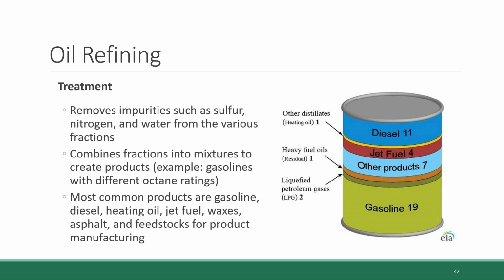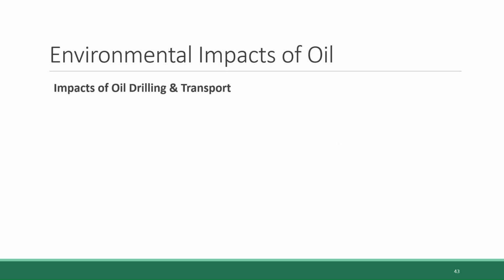The most common products that come out of the treatment process are gasoline, diesel, heating oil, jet fuel, waxes, asphalt, and feedstocks for product manufacturing, meaning the raw material that goes into making things like plastic and synthetic rubber. So that's how oil is obtained and how it's processed. What about its impacts? First, we'll talk about the impacts of oil drilling and transport.